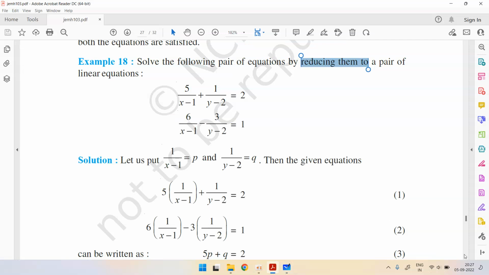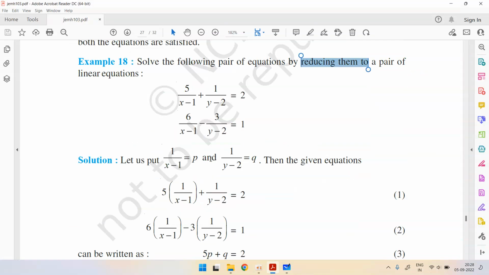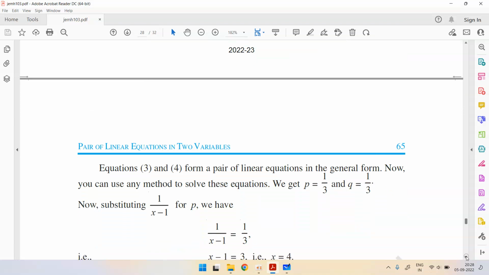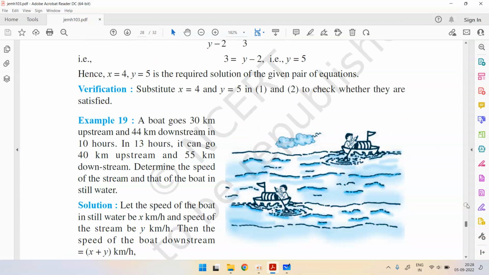Now if you check this solution, they have also taken p and q, that is their option. You can take u, v, t1, t2, a, b, anything, and they have calculated that x equal to 4 and y equal to 5 is the required solution.